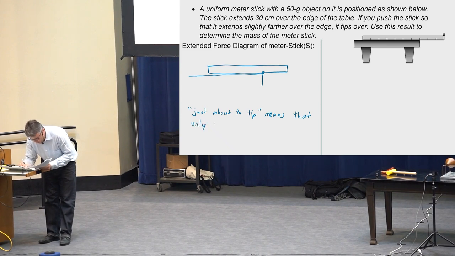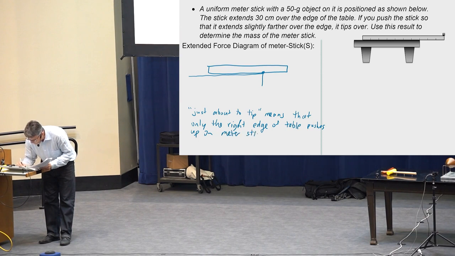Otherwise, there's no way to solve this problem, because you have to draw the normal force somewhere on there, right? The right edge of the table pushes up on the meter stick. And then what you do is define the rotation axis to be there: define the axis to be the right edge of the table.